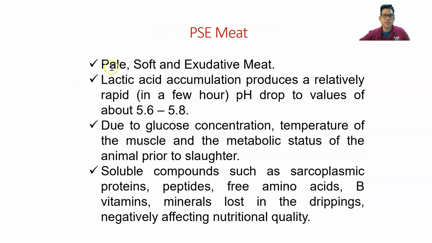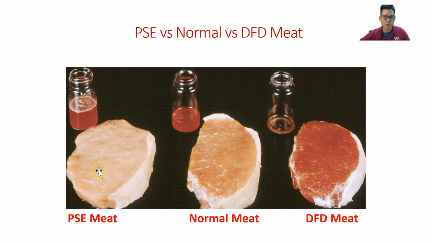PSE meat stands for pale, soft, and exudative. Pale, you can see, very pale compared to normal meat. Soft, because all the liquid has been removed, that's why the inside lacks water. That's why when you press, it's very soft. Exudative stands for the liquid being squeezed out from the muscles.